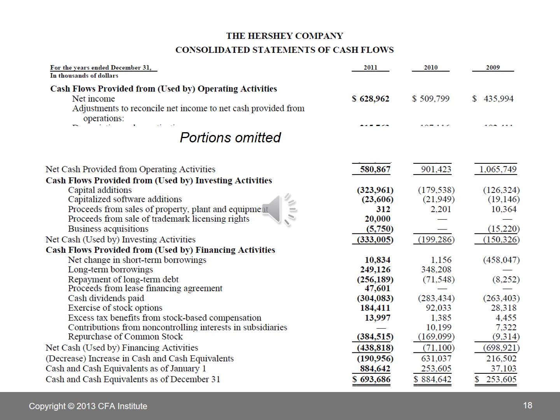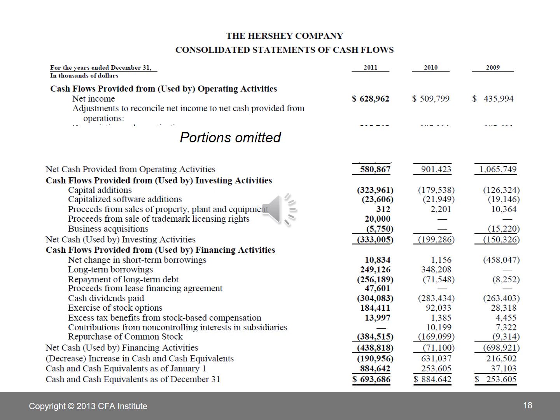Beginning cash was 884,642,000. So the change leaves an ending balance of 693,686,000. So basically, we took the cash and cash equivalents at the beginning of the period, we deducted the change that occurred during the year, and then we end up with the closing balance, or the ending balance as of December 31st. Both the beginning and ending cash balances are also presented in the balance sheet. So if we go back to the balance sheet for Hershey, you'll see these figures represented there as well.